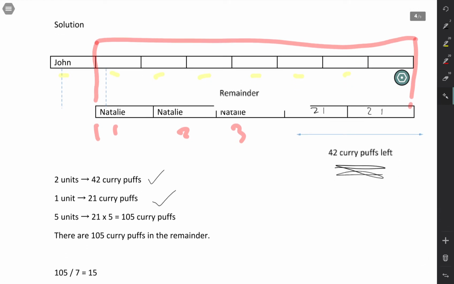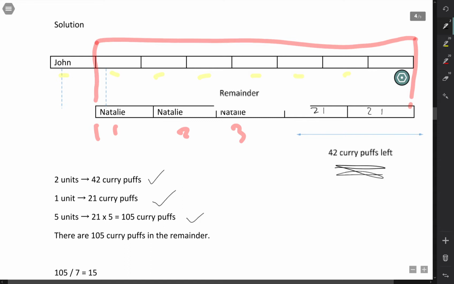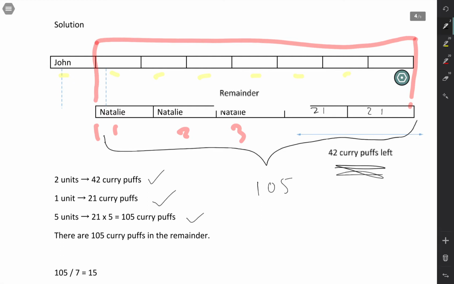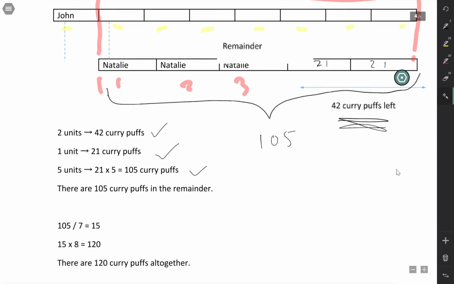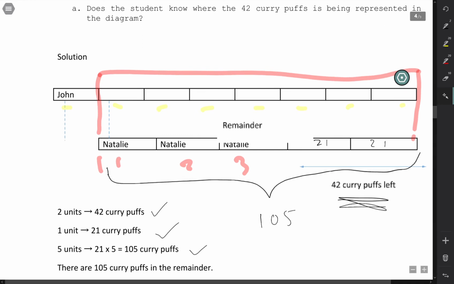So now you find 5 of them first. Why? Because we want to find the remainder. So this is the remainder, and this remainder is equal to 105. Now if this is 105, we want to find the total altogether. You have to take note that at the bottom, 105 is equivalent to 5 units. But if you shift it up to the top, it's equivalent to 1, 2, 3, 4, 5, 6, 7 units.